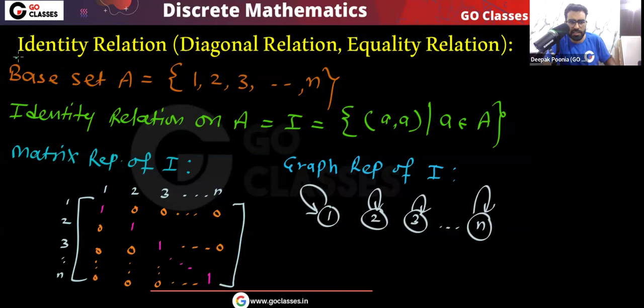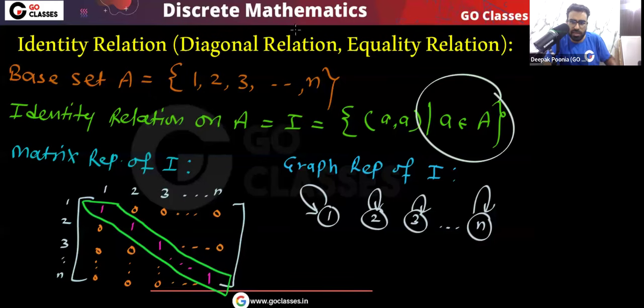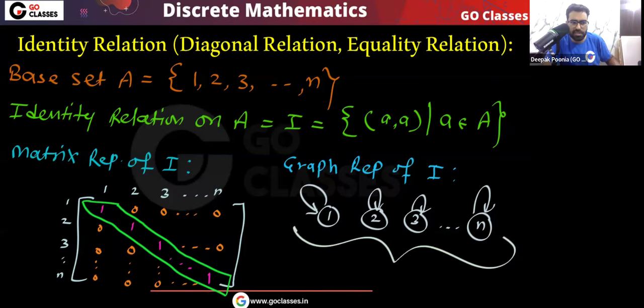This is all about identity relation. It is called diagonal relation because in the matrix representation the main diagonal is all ones. It is also called equality relation because a is related to a for all a in the base set. And in the graph representation we have all and only self loops. So that's all about identity relation. I hope you understood.